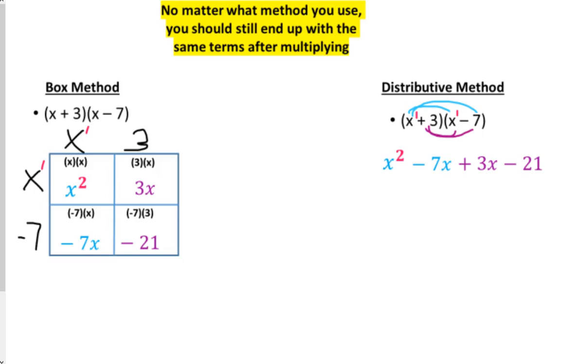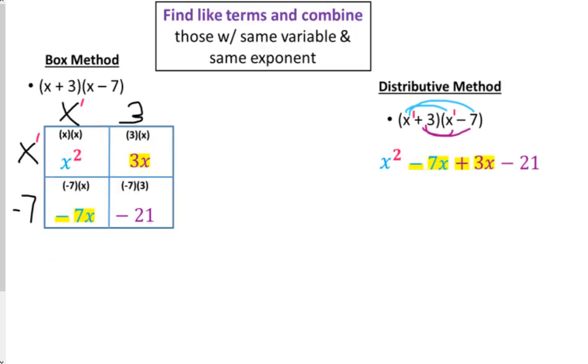Moving forward, the last step here is to find like terms and combine those with the same variable. So remember, variables are letters, and like terms have two parts to them. It has to be the same letter and the same exponent. Okay, both of those have to match. In this case, the only things that match are negative 7x and positive 3x.